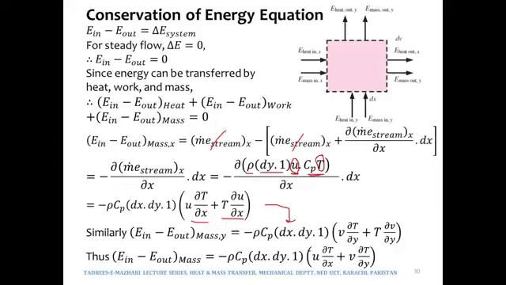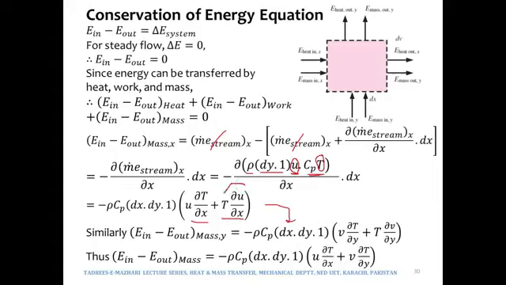So if we then add the two, we will end up with this equation where we would have minus rho Cp times volume, and then if we add these two, see, we have u ∂T/∂x over here, we have u ∂T/∂x over here, and we have v ∂T/∂y over here. We have v ∂T/∂y over here.